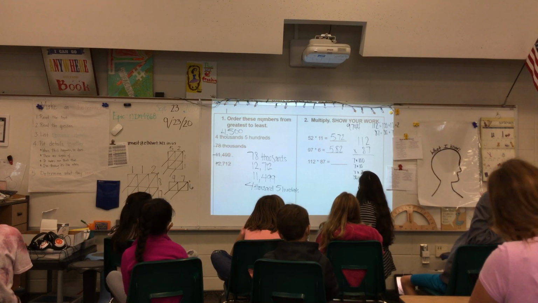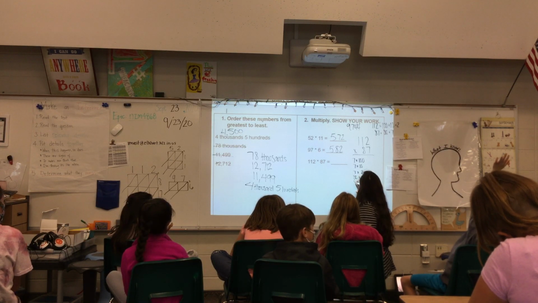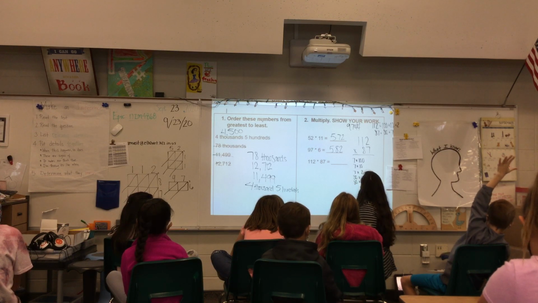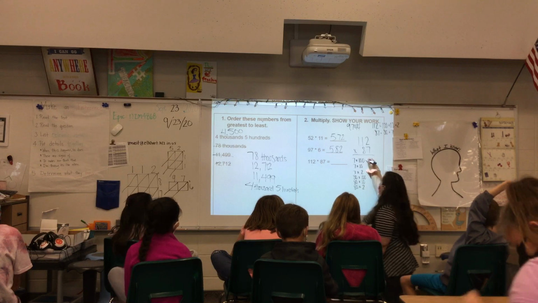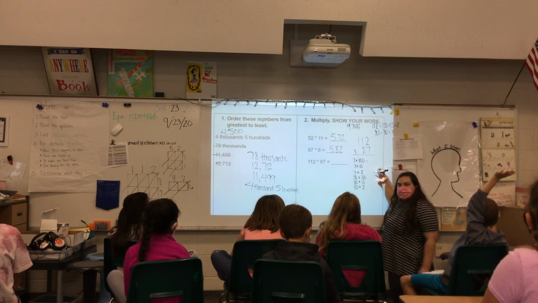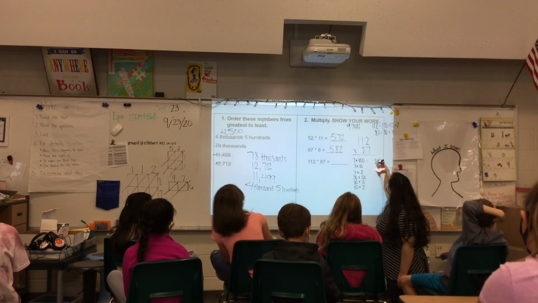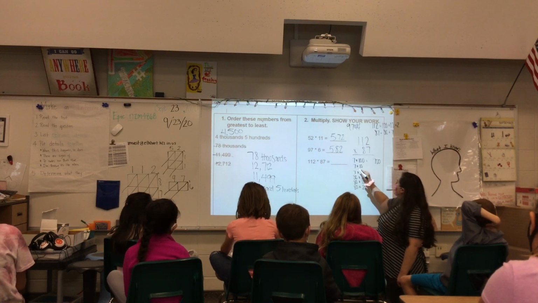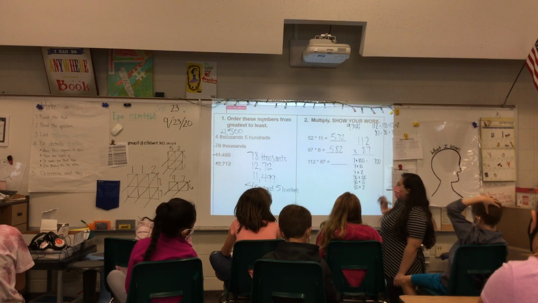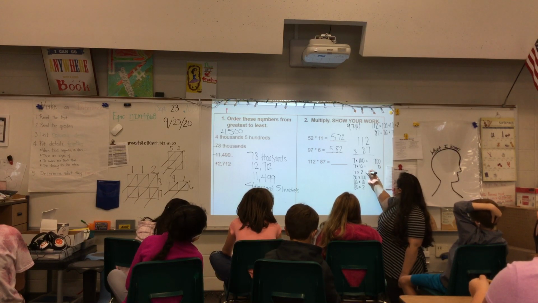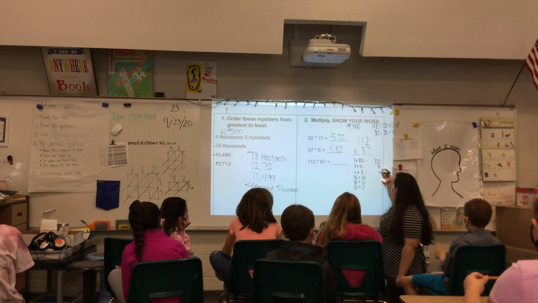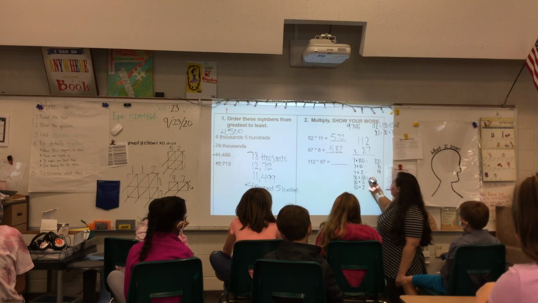The problem was 80 times 100. What is 7 times 100, everyone? 700. What is 7 times 10, everyone? 70. What is 7 times 2? 14. So we've added a step here.